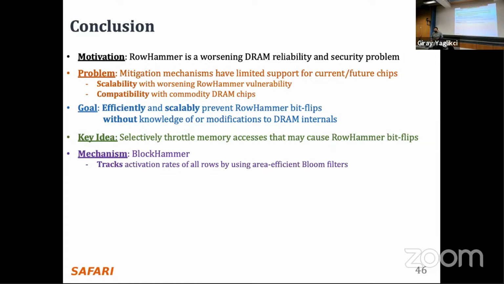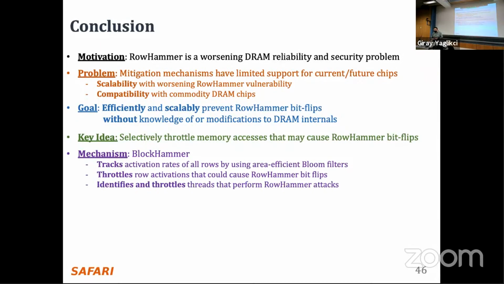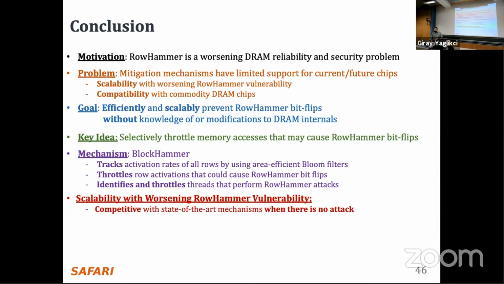It tracks row activation rates of all rows using area-efficient Bloom filters. It throttles row activations that could lead to RowHammer bit flips, and it identifies and throttles the threads that perform RowHammer attacks. And we evaluate BlockHammer's scalability with worsening RowHammer and demonstrate that BlockHammer is competitive with state-of-the-art RowHammer mitigation mechanisms when there is no attack in the system. And BlockHammer provides significantly higher performance and lower DRAM energy consumption when a RowHammer attack is present.